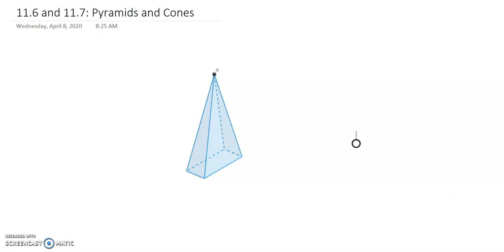Now, I've got a pyramid here. Pyramids are examples, as you can see, of polyhedrons because all the faces are made up of polygons. In this case, we've got a rectangle for the base down here at the bottom. We've got these four lateral faces, the sides, which in pyramids will always be triangles, and they come together at the top to form what is commonly referred to as the apex of the pyramid.